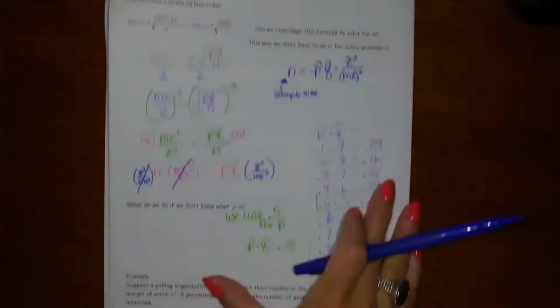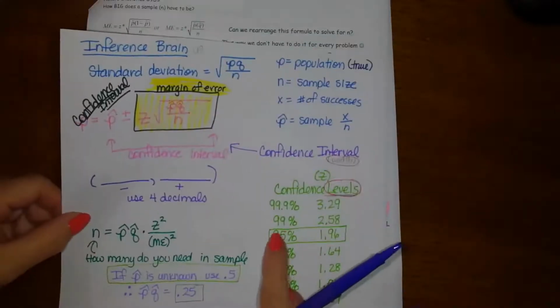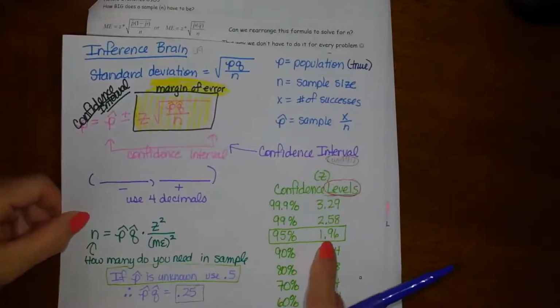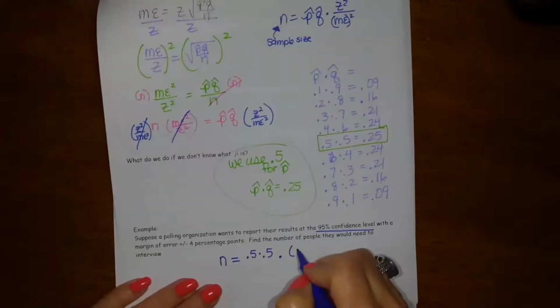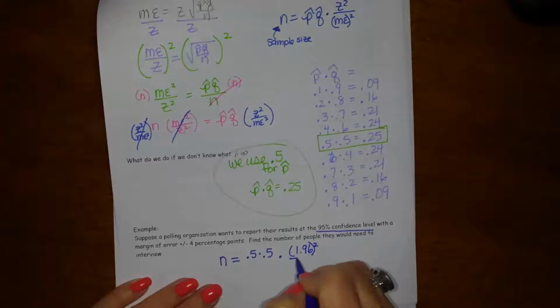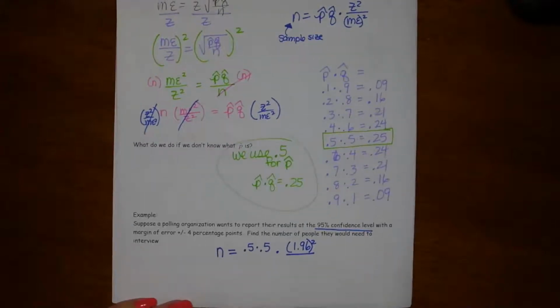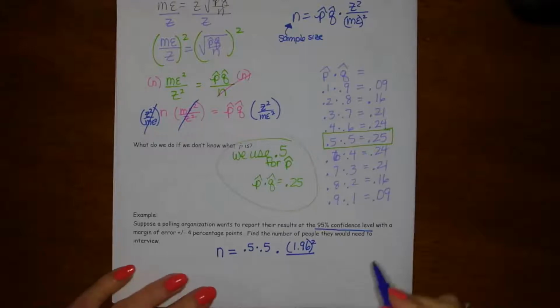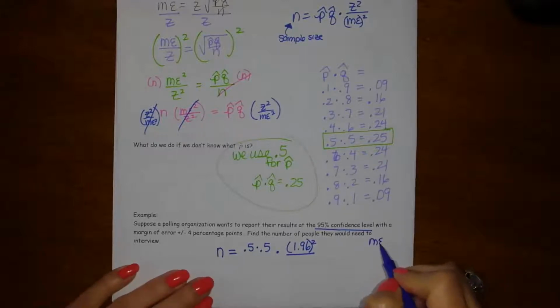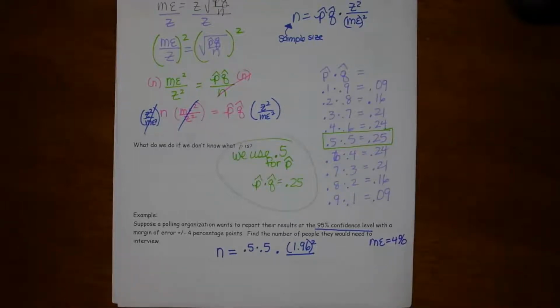Now, per my formula, I need Z squared. So I'm going to look up Z. 95%, Z is 1.96. Over the margin of error squared. What's the margin of error? Margin of error equals 4%. How do I convert 4% to a decimal?